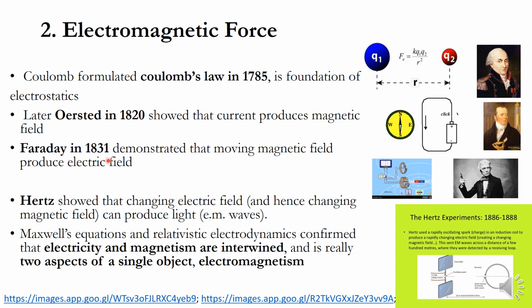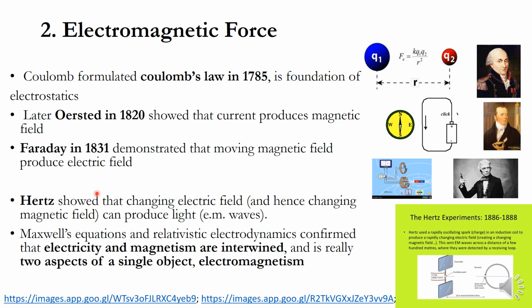In 1831, Faraday demonstrated that a moving magnetic field produces an electric field. That is Faraday's law. As per Faraday's law, we have studied that del cross E is equal to minus dou B by dou t, that is, a changing magnetic field produces an electric field.